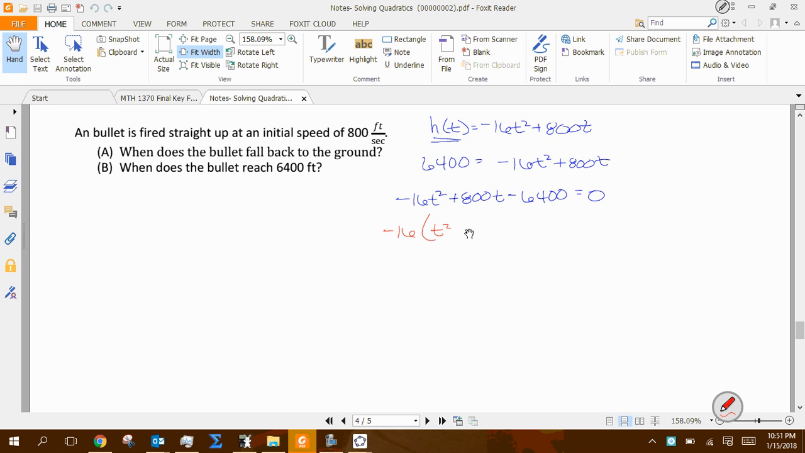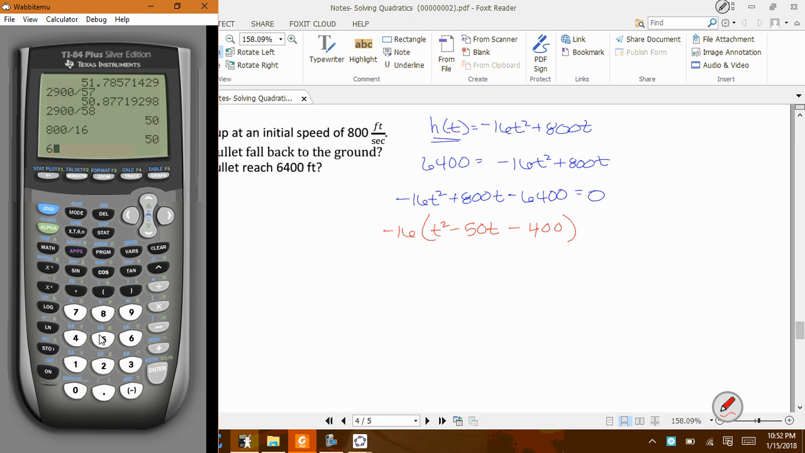And it'll leave me t squared minus 50t, and then minus, I believe that gives me 400. I'll just double check that real quick. 6,400 divided by 16. Yeah. All right, so that's nice. So now this is equal to 0.